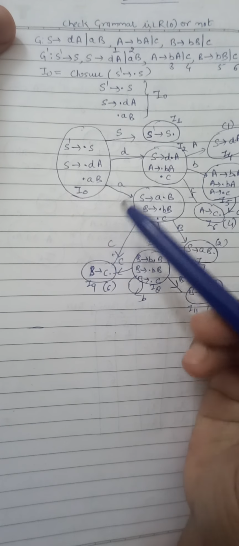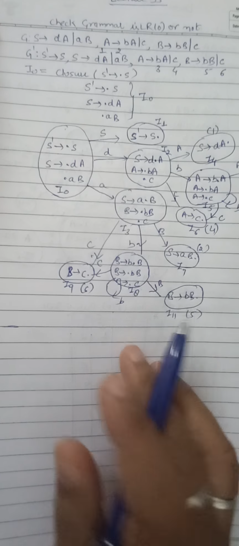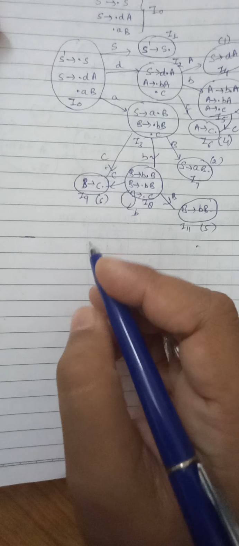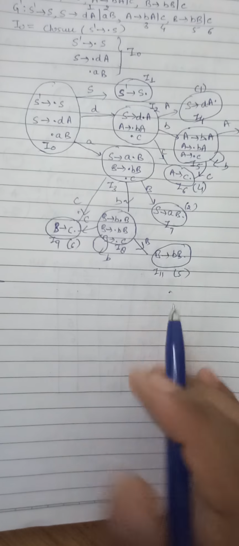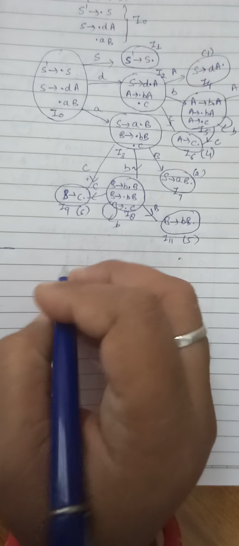Now we are going to learn how to map this closure and GOTO into the LALR(0) parsing table. So first, make the LALR(0) parsing table. How many states do we have? We have 11 states total, so we will start from 0.